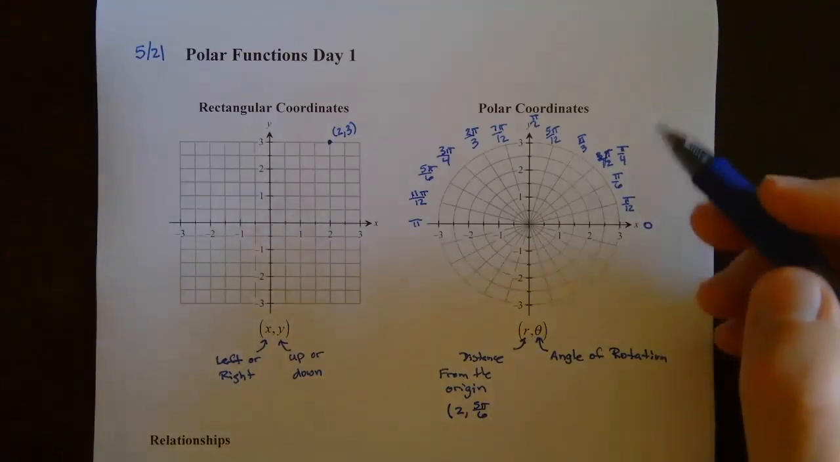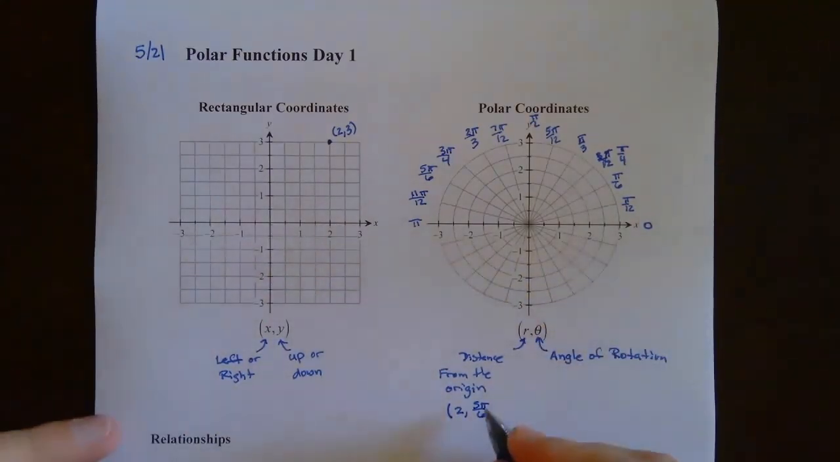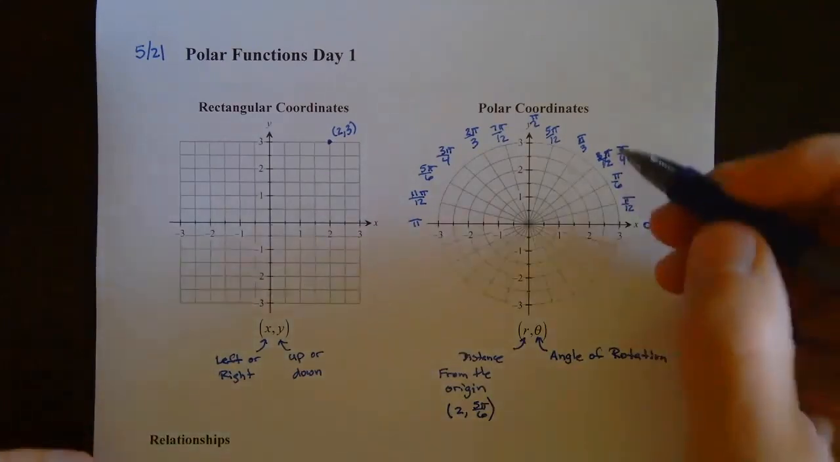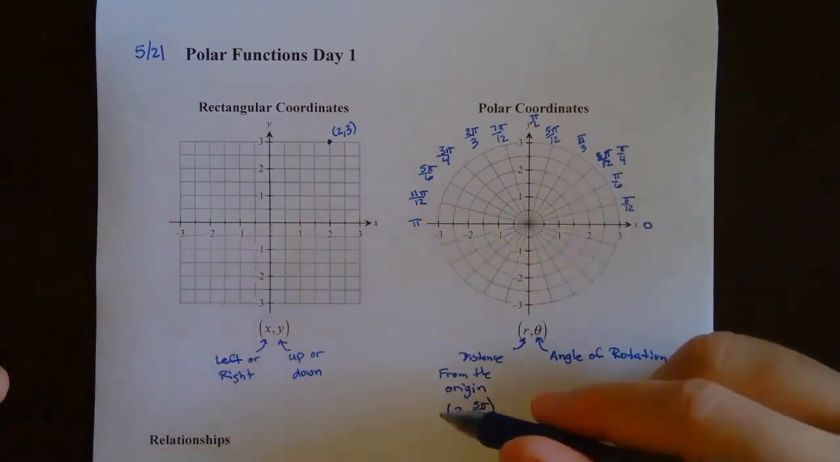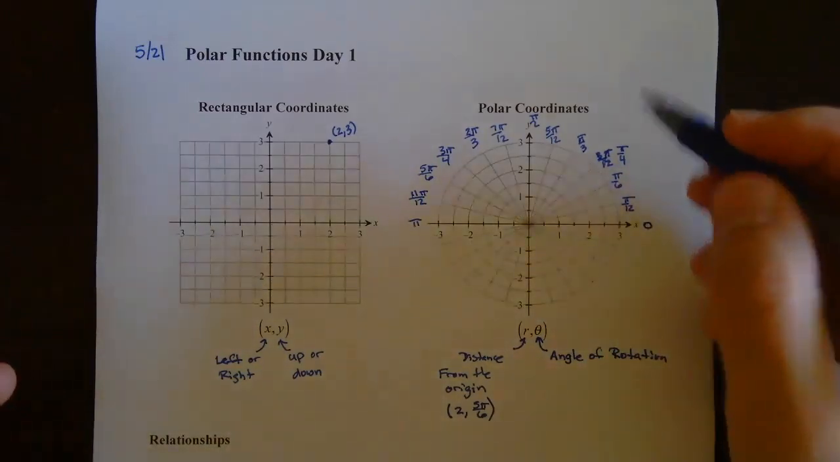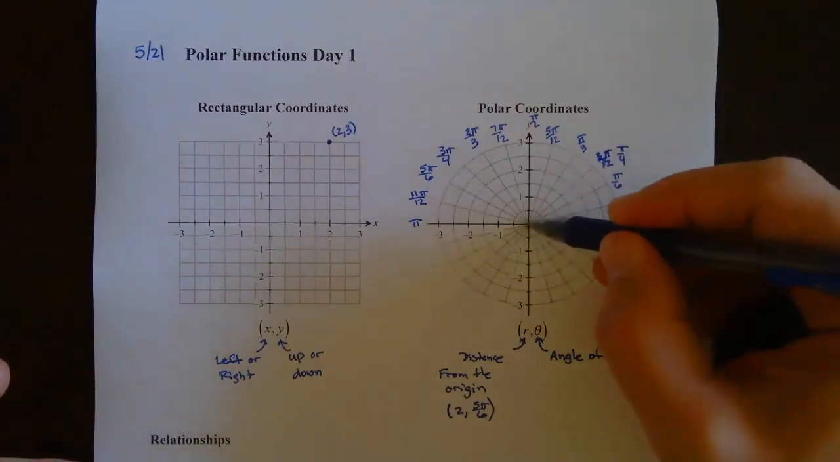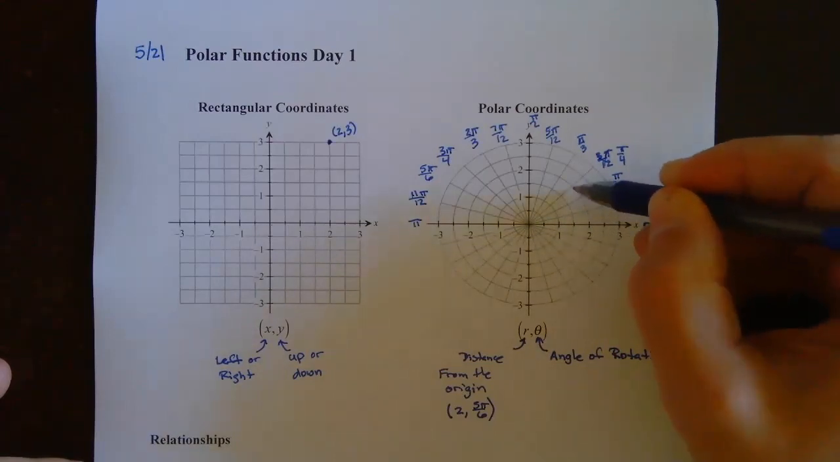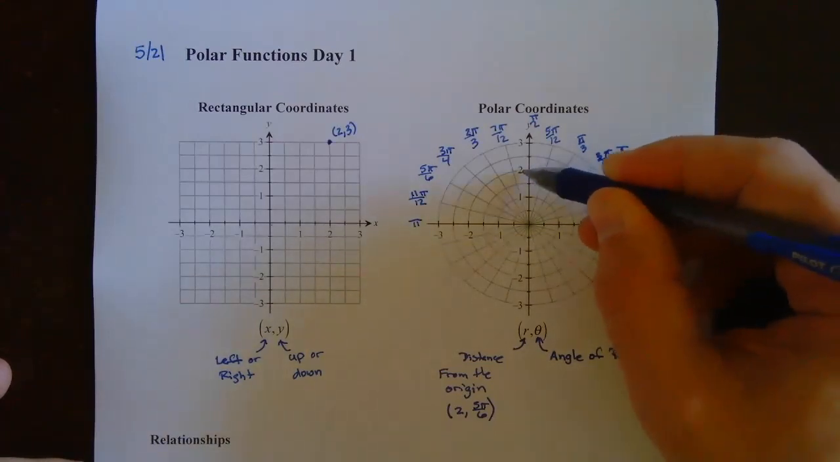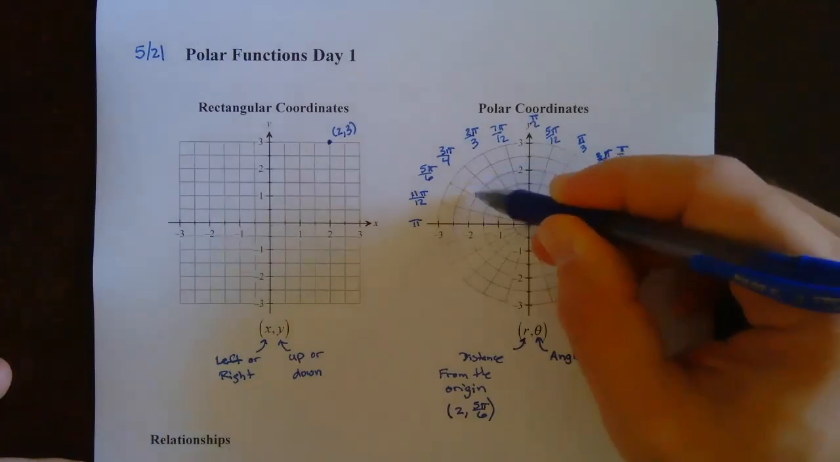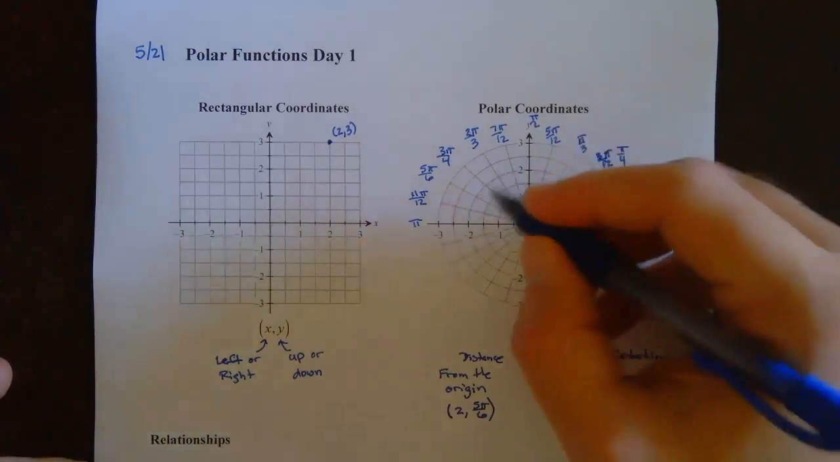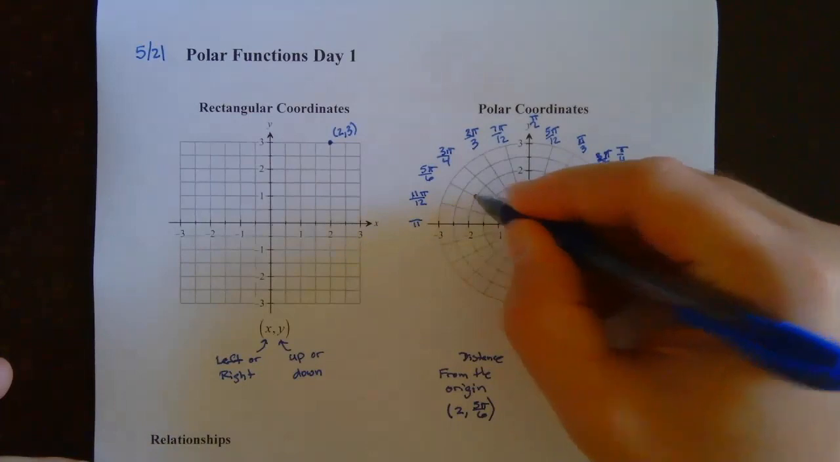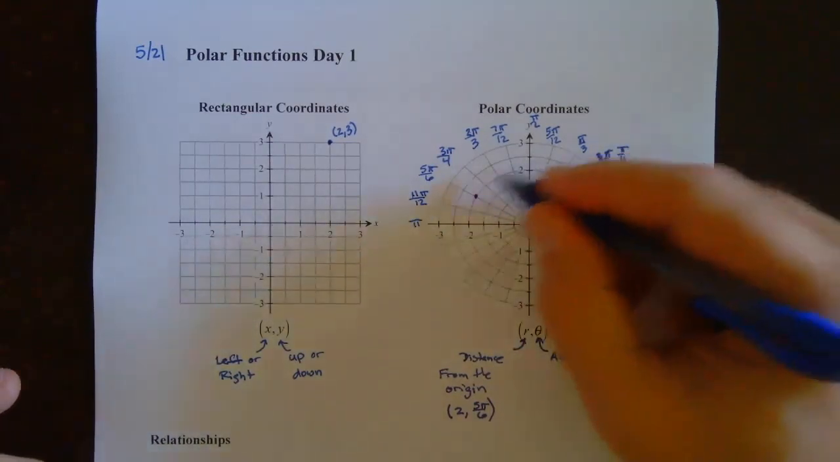Okay, so it really doesn't matter which one you do first, whether you do the angle or you do the radius. If you do the radius, you would start here at the origin, you'd go out 2, and then you'd rotate around the circle with radius 2 until you get to an angle of 5 pi over 6, which would be right here. So that's one way, radius and then rotate around.